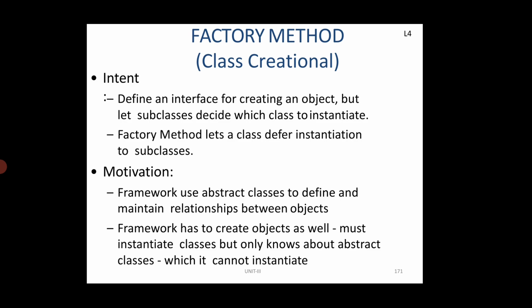Let us take, for example, a factory. In a factory, we manufacture some products. From the Java programming point of view, we want to create objects and return them. We need to define an interface for creating a particular object, and let the subclasses decide which class is to be instantiated. For this purpose, the factory method lets a class defer instantiation to subclasses.